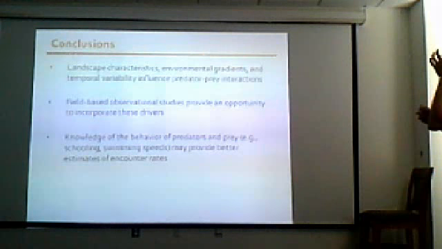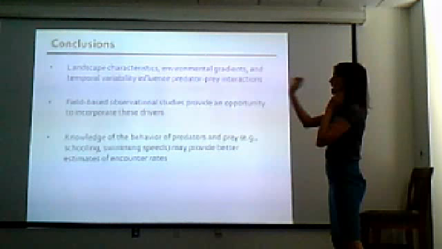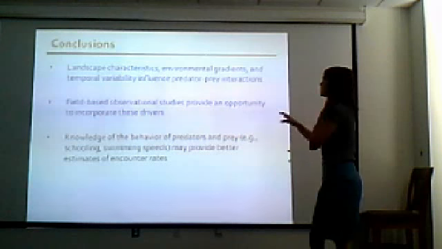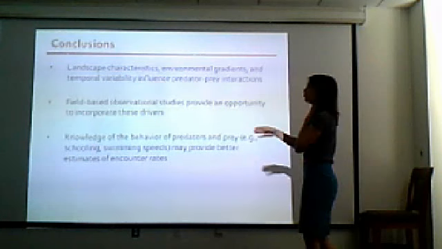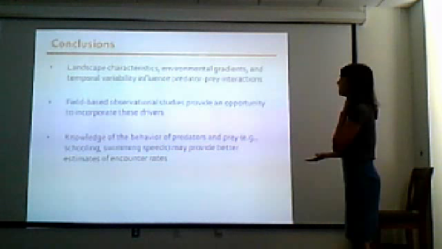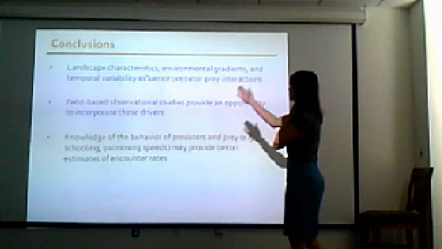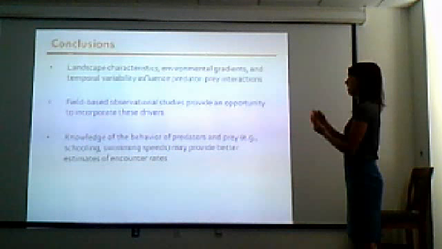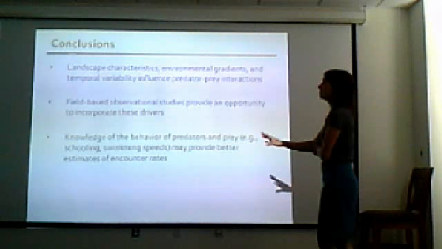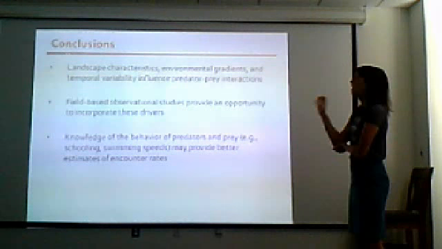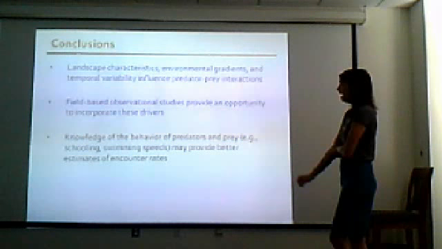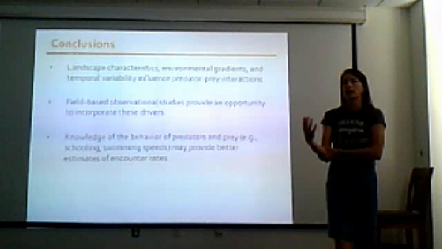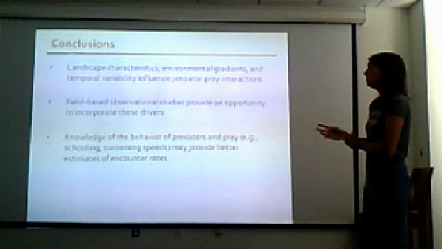So just to offer a few conclusions: incorporating the characteristics of the landscape, in this case the hydroperiod of the adjacent wetland, any sort of environmental gradient or change in hydrology that we see on a seasonal basis here, and then the temporal variation, which is the diel component of the study. All of this can influence predator-prey interaction. And using a field-based approach like I did helps you capture all of these drivers. And then incorporating knowledge of the behavior of the predator and prey, such as swimming speeds or any sort of schooling behavior, can certainly provide better estimates of the encounter rate.